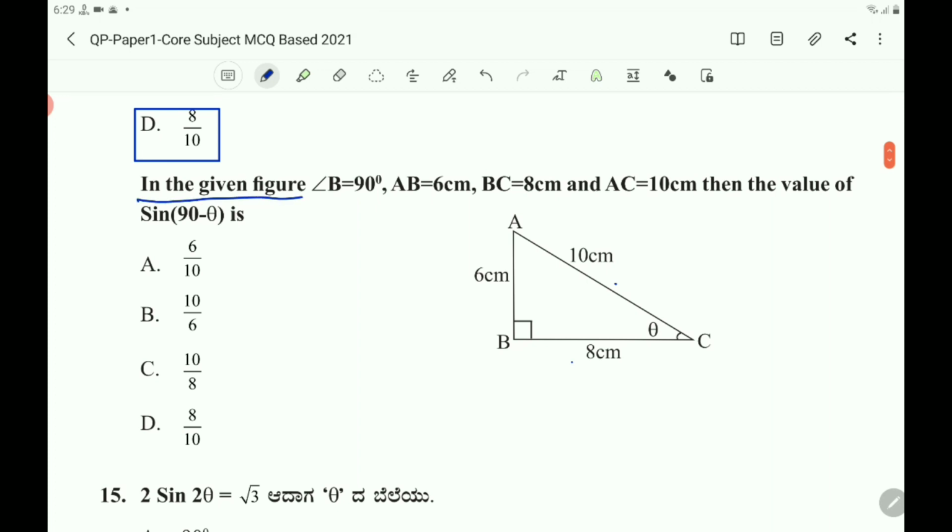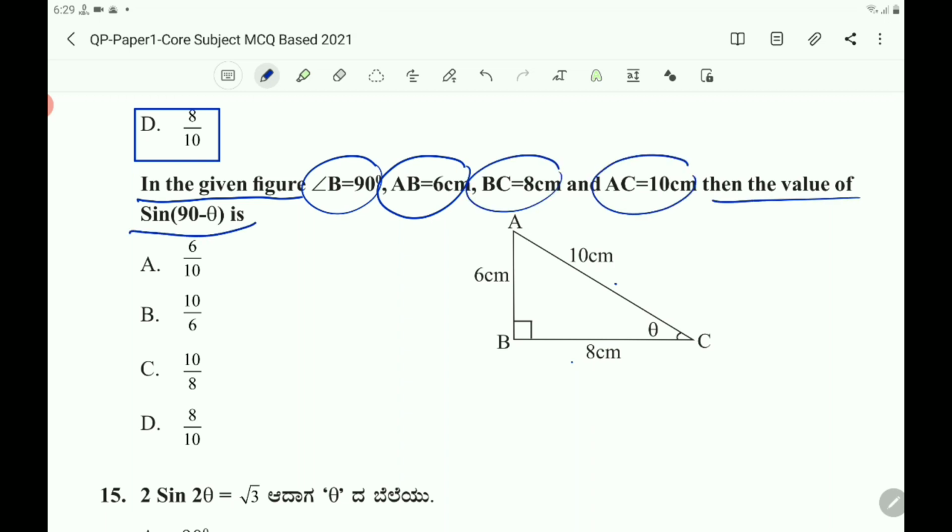In the given figure, angle B equals 90 degrees, AB equals 6 cm, BC equals 8 cm, AC equals 10 cm. Then the value of sin(90 minus theta) is. Here theta is given, but what is asked is sin(90 minus theta). This is 90 minus theta because these two are acute angles in the right angle triangle. You know that sin(90 minus theta) is also cos theta. You can find cos theta, or directly you can get sin(90 minus theta).